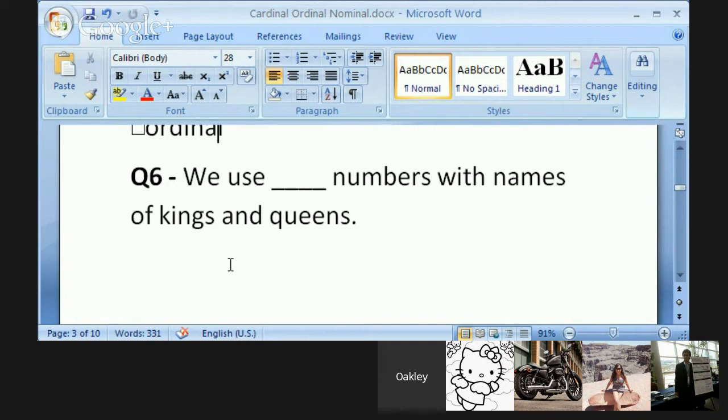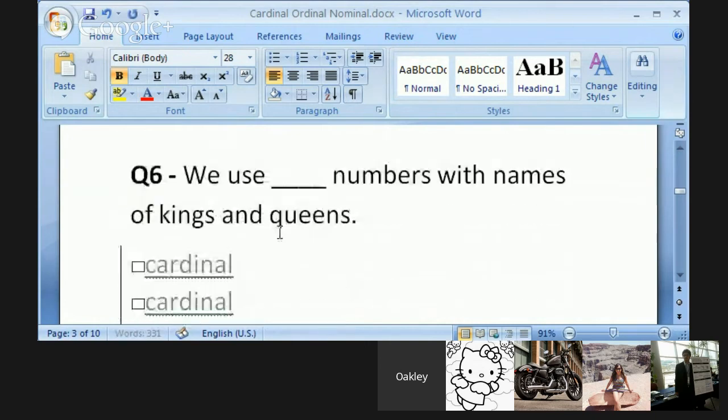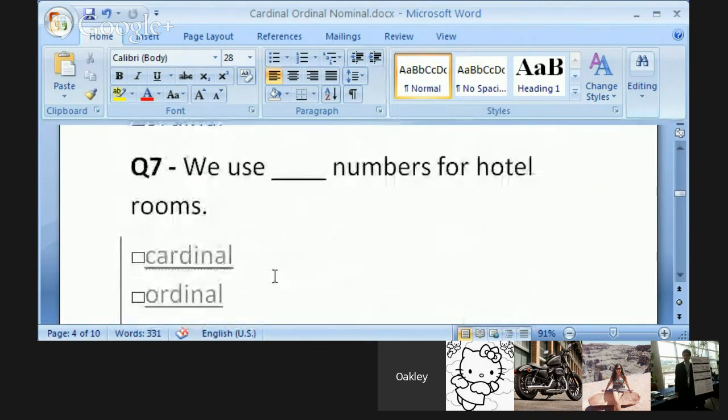Carolina, what sorts of numbers do we use with kings and queens? Cardinal or ordinal? I think ordinal. Ordinal. Who's your favorite king or queen? I don't have favorites. I don't have kings in my country, so I don't care. Very good. I like Henry VIII myself. Louis XIV, not so bad.